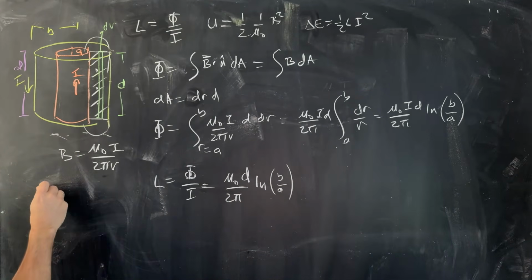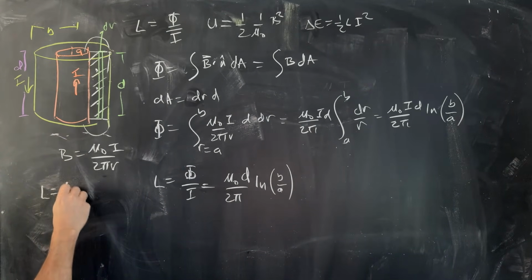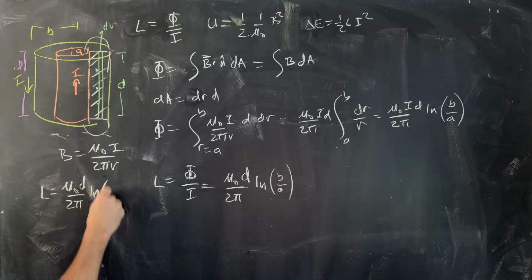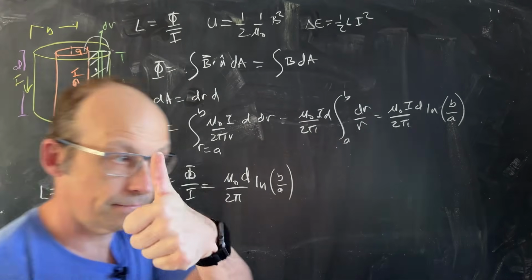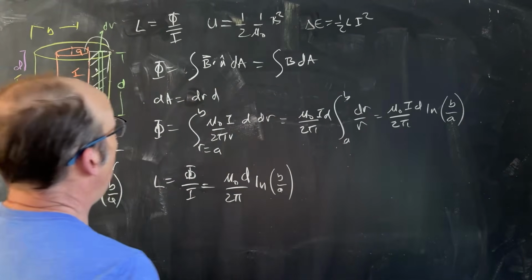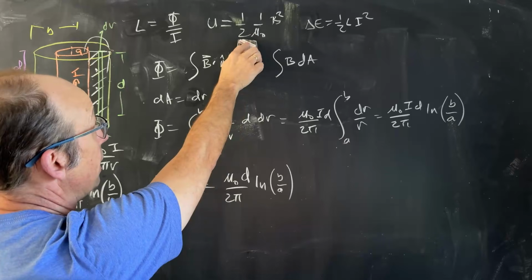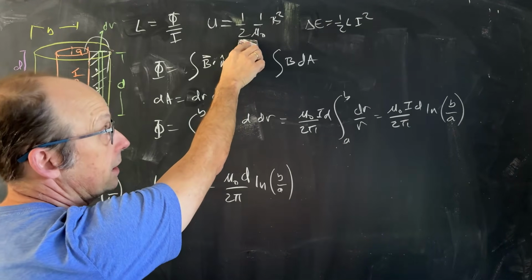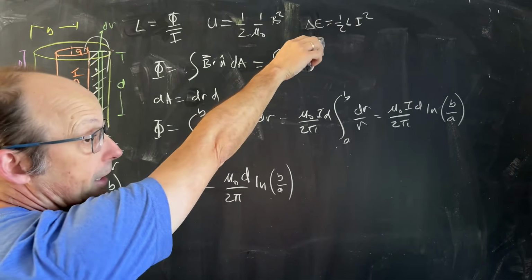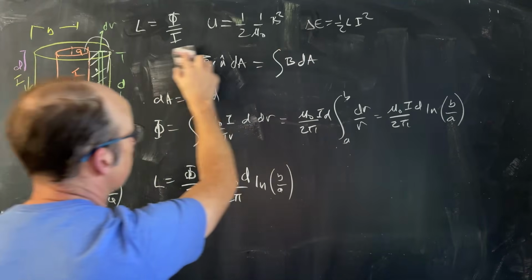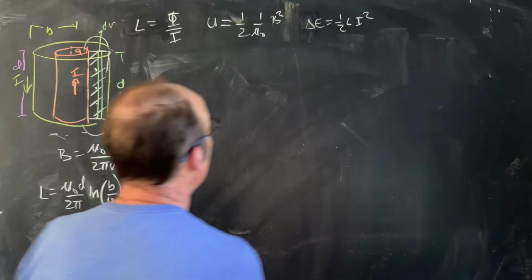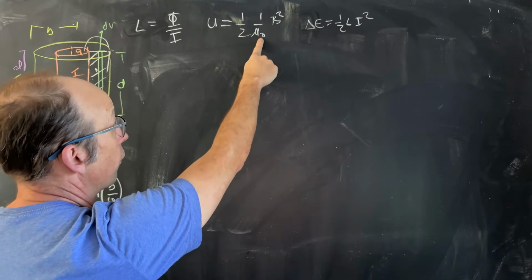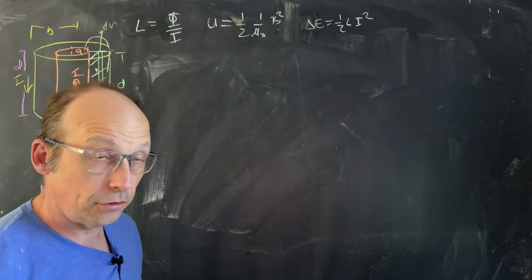Let's put it over here because we're going to use it again: mu naught d over 2 pi natural log of b over a. Okay, now we want to do this. I want to calculate the energy density in there and then set that equal to 1/2 L i squared and solve for L that way. So the energy density is 1/2 1 over mu naught times the magnitude of B squared.